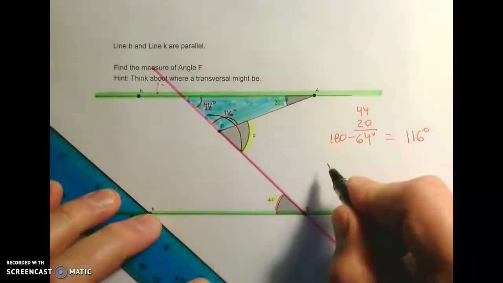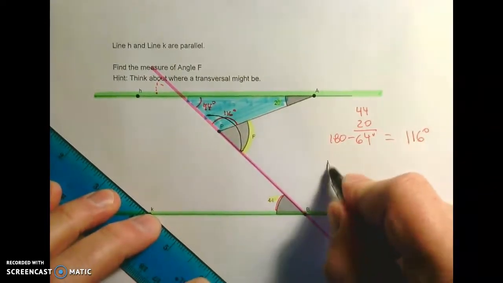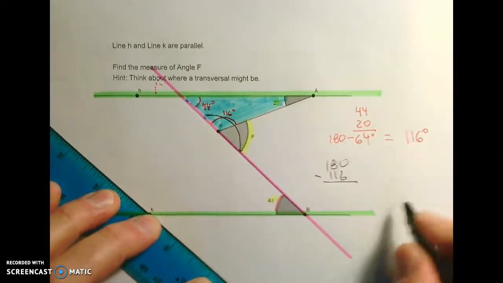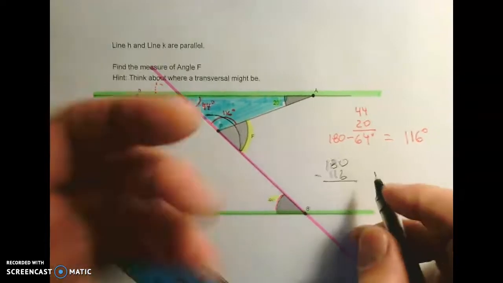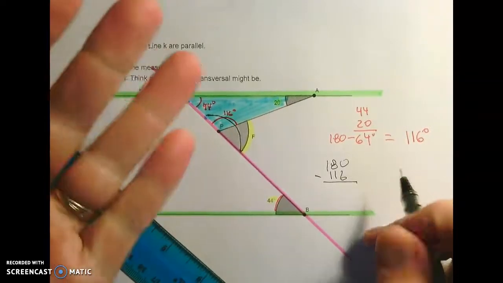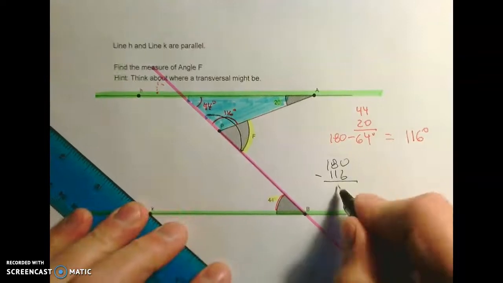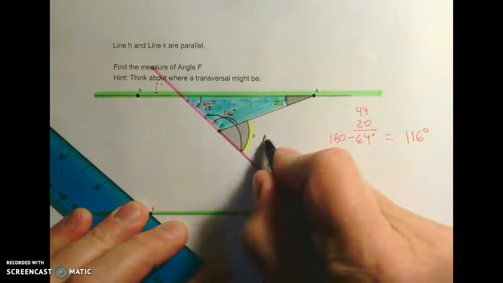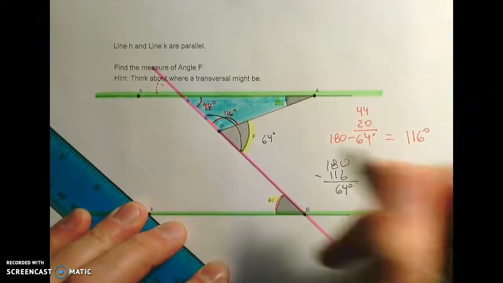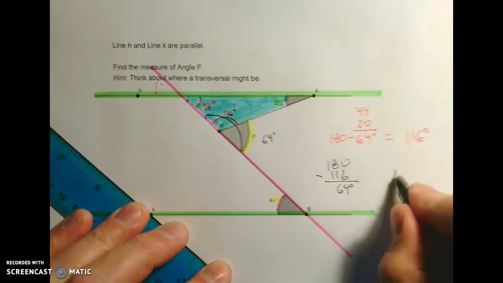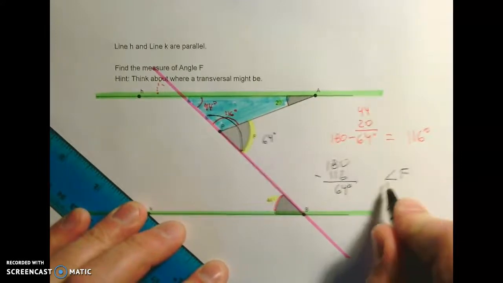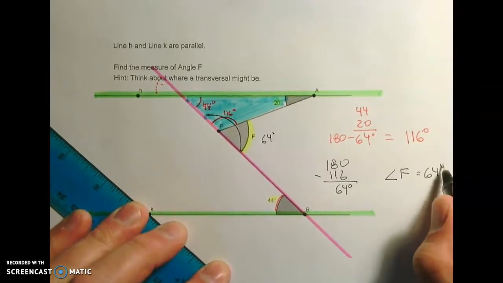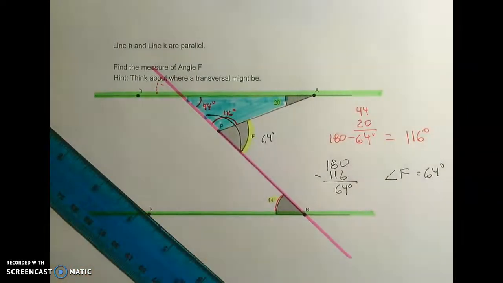So I can take 180 and subtract the 116, and I'm going to get, let's see, 64 is the difference. So now I know that the measure of angle F is 64 degrees, and I'll write it like this. The measure of angle F equals 64 degrees. And there's how you do that one. All right, thank you.